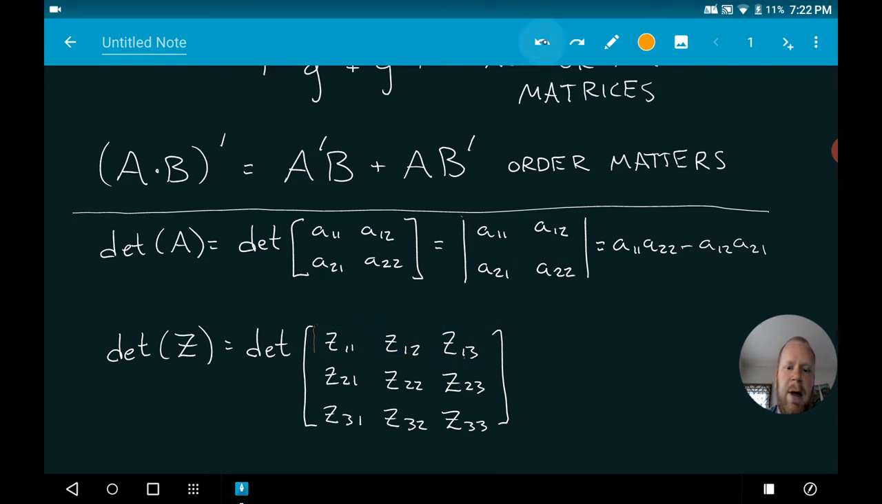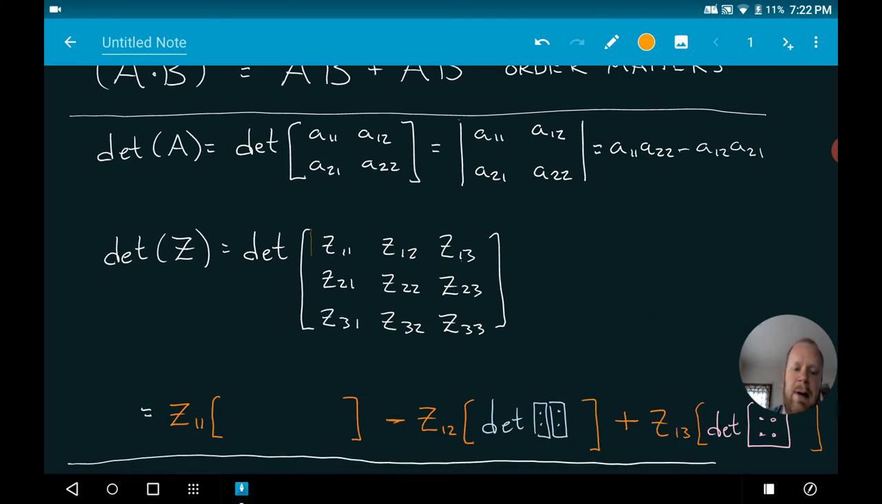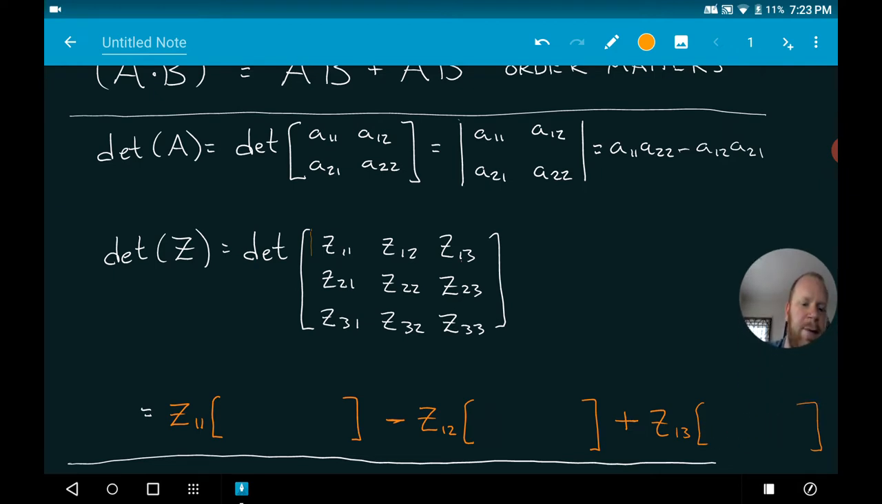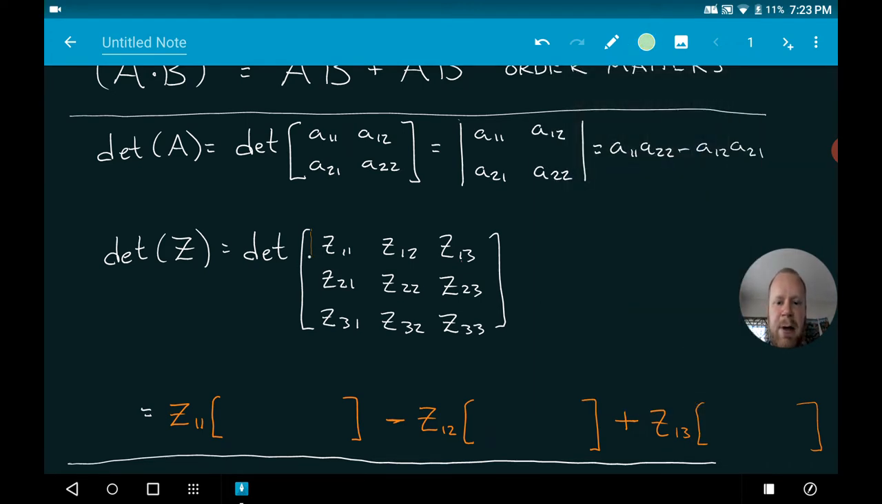And the way that I'll set it up is we're going to have three determinants, but what we multiply them by is Z11 goes here, Z12 goes here, Z13 goes here, and the signs of these, so whether it's positive or negative, are going to alternate in between. So we have positive, negative, and positive. The thing that we're going to multiply each of these by is the determinant that's left over when you get rid of the row and the column. So I'll start with this first one here.